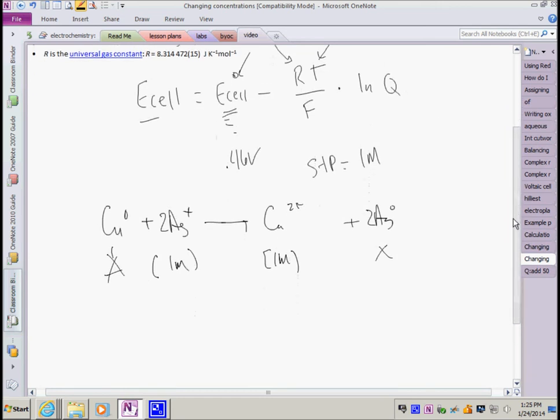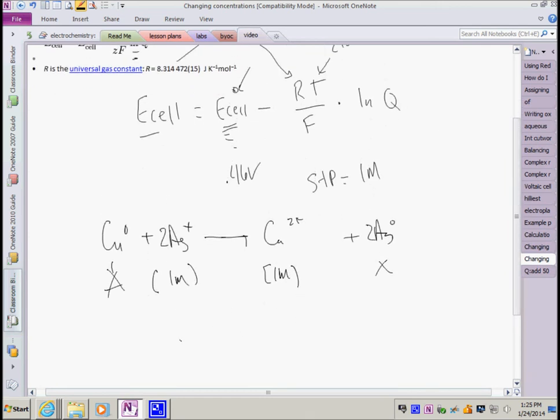I'm going to run this thing through entirely right below here. So E cell equals 0.46 volts minus, and I'm going to take this whole thing here, 8.31, which is my R value, times 298, over Faraday's constant, which is 96,500. Now, multiplied by the natural log of my Q. My Q is my ratio of products over reactants. So my Q in this reaction is 1 molar divided by 1 molar, the concentration of my copper 2 plus ions over the concentration of my silver ions.